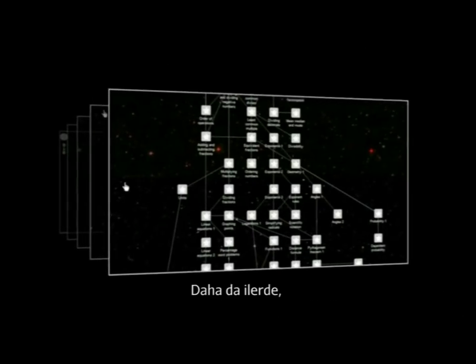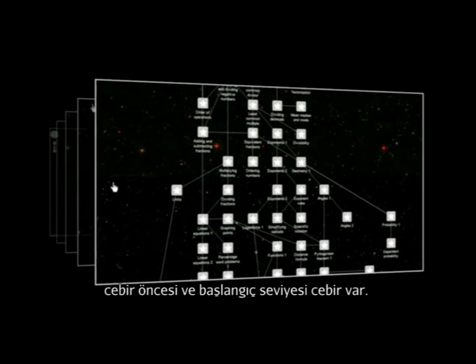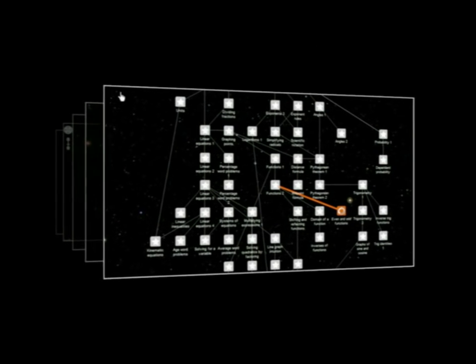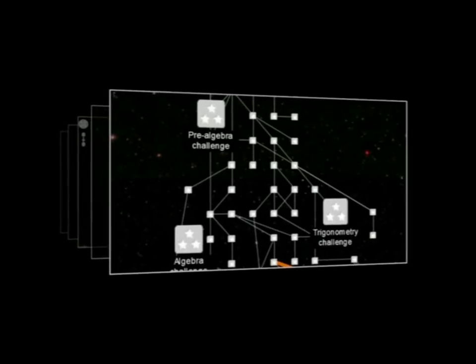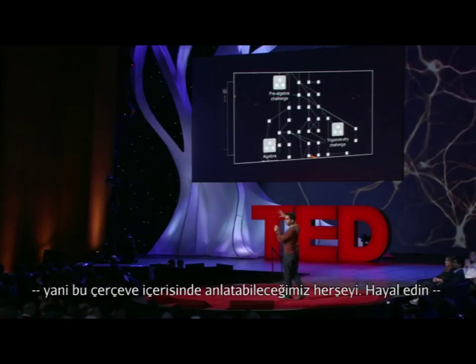Further down the knowledge map, we're getting into more advanced arithmetic. Further down, you start getting into pre-algebra and early algebra. Further down, you start getting into algebra 1, algebra 2, a little bit of pre-calculus. And the idea is, from this, we can actually teach everything. Well, everything that can be taught in this type of a framework.